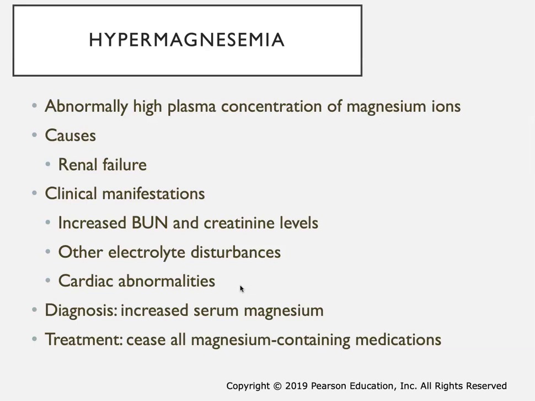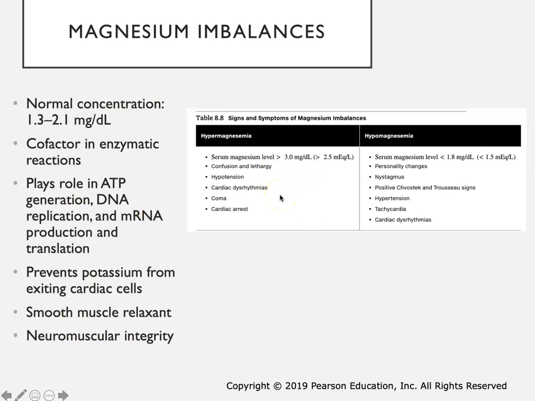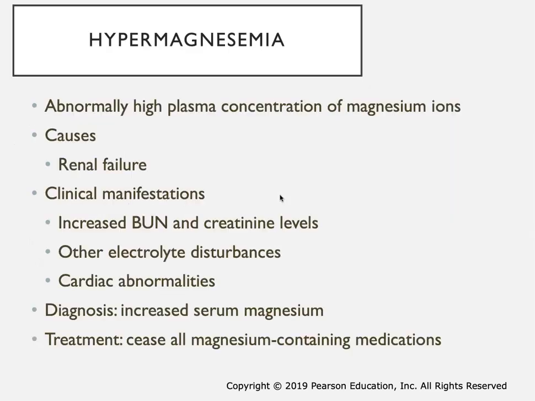Often there's cardiac abnormalities, as I kind of pointed out when you looked here at that table, and also because it has that sort of relationship or interaction with potassium. Diagnosis, increased serum magnesium. Okay. Treatment, you need to stop any type of magnesium containing medication. So like I said, this isn't something that happens, is common, put it that way.